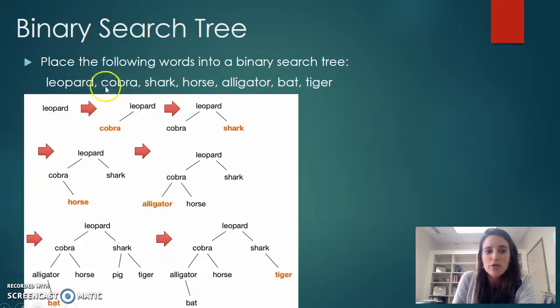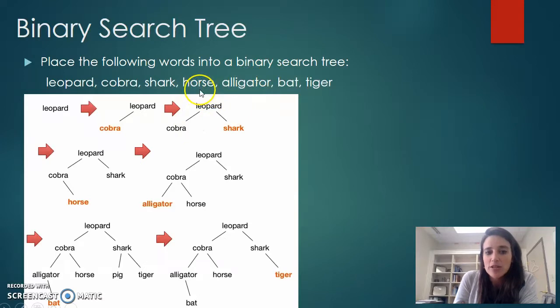And the next word I want to put into the tree is cobra. So I compare cobra to leopard, and I see that C comes before L in the alphabet. So I place cobra to the left of leopard in the tree. Then I look at the word shark. Shark comes after leopard, so I will place it to the right of leopard in the search tree.